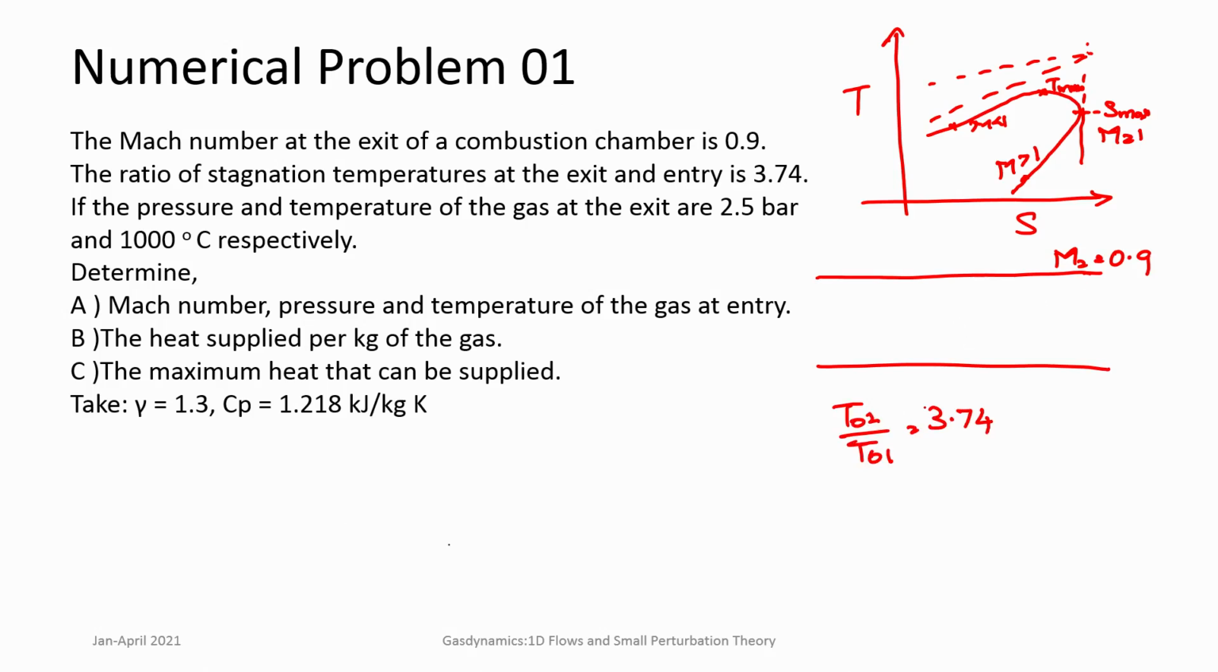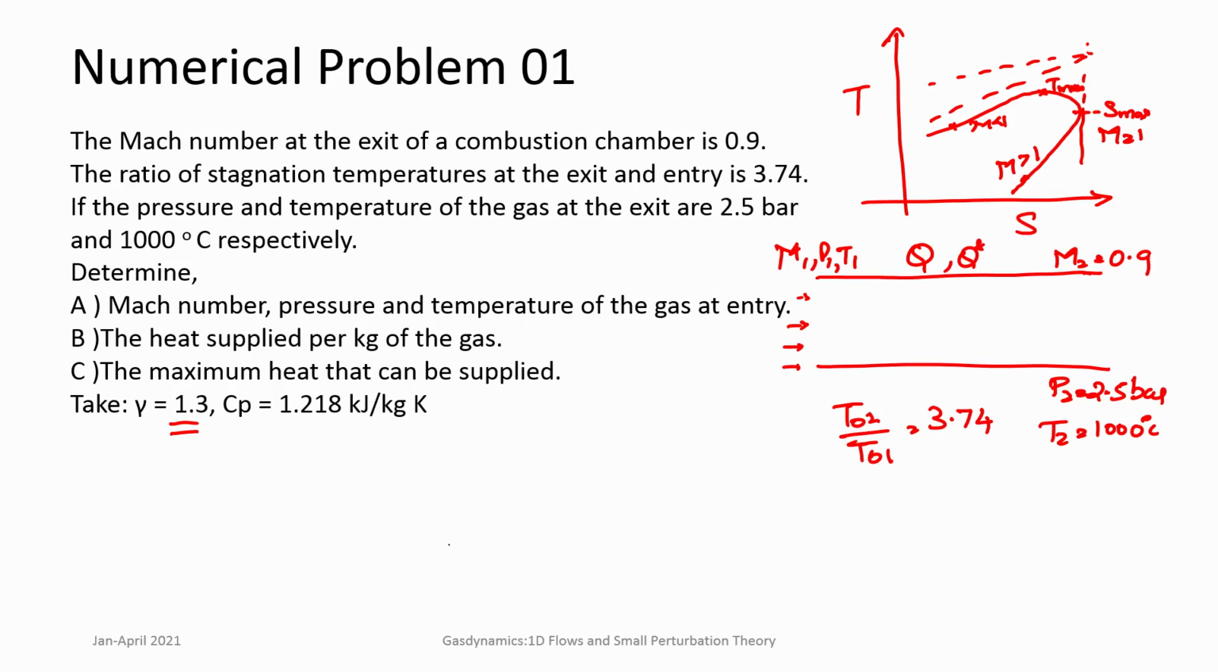If the pressure and temperature of the gas at the exit are P2 is 2.5 bar and T2 is 1000 degree centigrade respectively, determine Mach number, pressure, temperature. So, we need to know M1, P1, T1, heat supplied Q, the maximum heat that can be supplied, and then Q star corresponding to the entry conditions. Gamma is given as 1.3, please make a note of that, and Cp is given as 1.218.